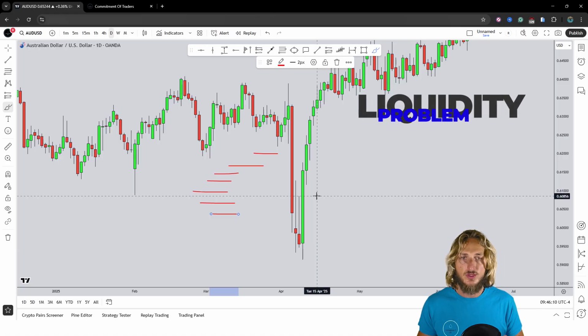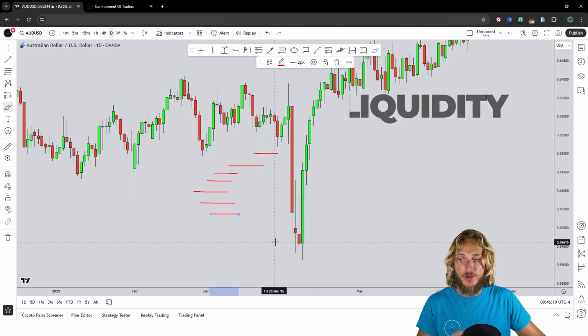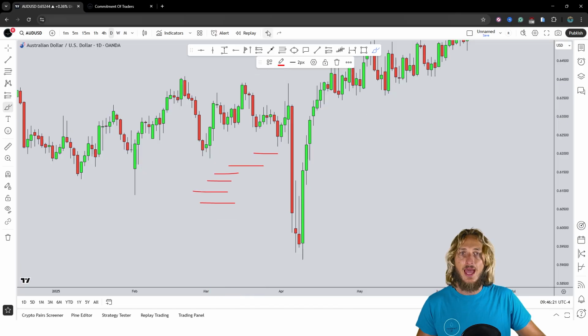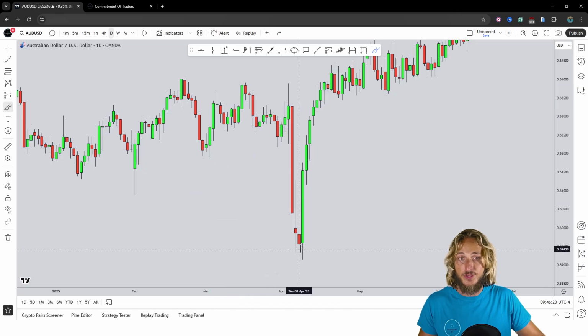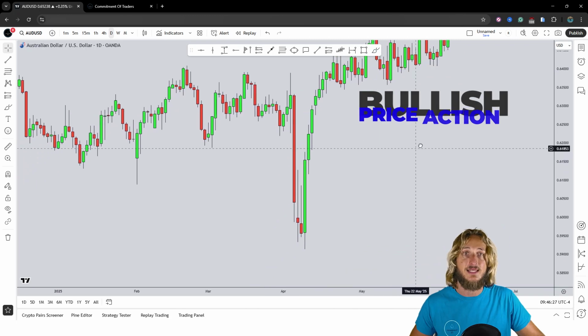And if institutions have huge orders, which they do, and there isn't enough liquidity in the market to fill them, the manipulations can simply create that liquidity by triggering all the stop losses. And after that, the orders are actually filled and the move to the upside can actually start, which in this case is exactly what happened.